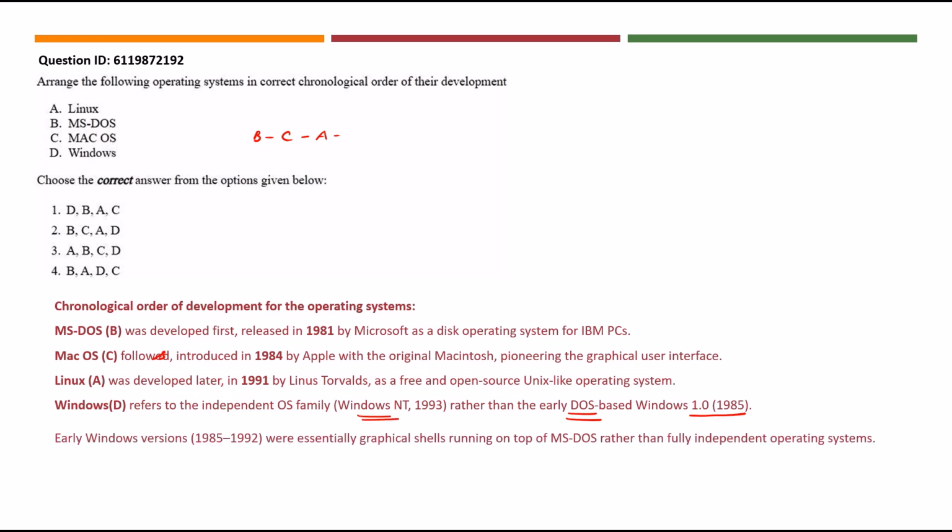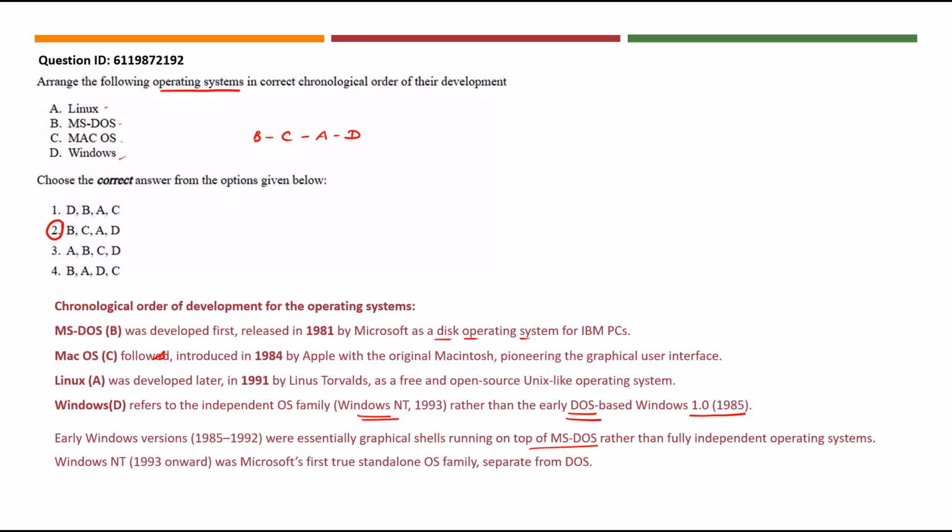Early Windows versions from 1985 to 1992 were essentially graphical shells running on top of MS-DOS rather than fully independent operating systems. Windows NT from 1993 was Microsoft's first true standalone OS family that is separate from DOS. DOS is nothing but disk operating system. So that's why Windows comes in the final place. Option number 2, BCAD will be the right answer. I hope this would have cleared your confusion.